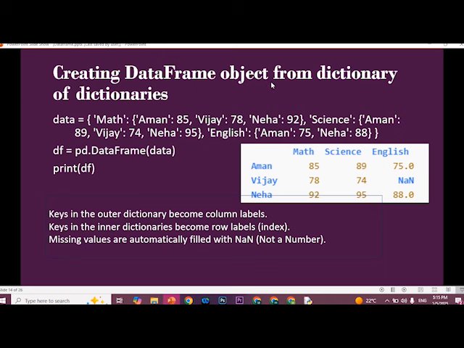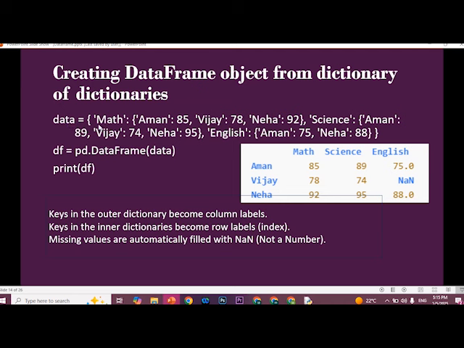Next, creating a data frame object from dictionary of dictionaries. What do you mean by dictionary of dictionaries? Basically it is a dictionary, and in the dictionary we have key value pairs. The values will be another dictionary. That is dictionary of dictionary.